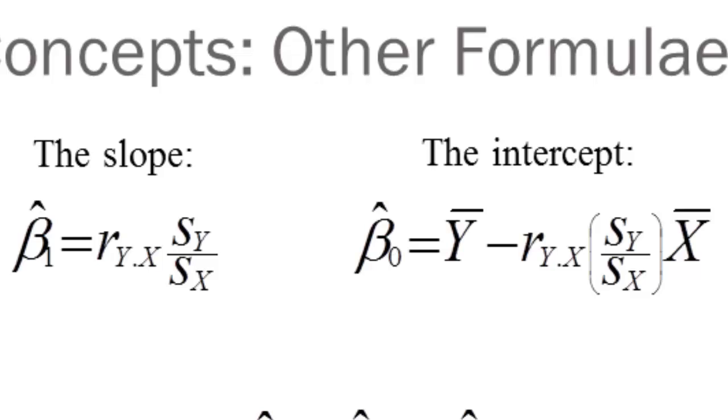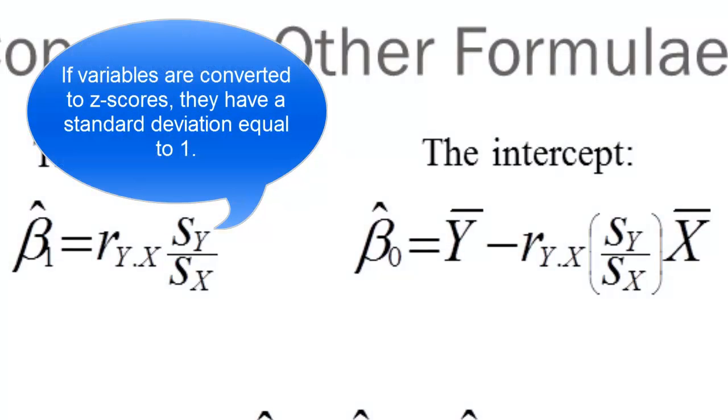If we take Pearson's correlation coefficient of y and x, and multiply it by the ratio of the standard deviation of y to the standard deviation of x, we get our slope coefficient. And it's this interesting situation that says, if I think about this, when could I have two different variables that have exactly the same standard deviation? Well, if I converted both of my variables to z-scores, they'd both have a standard deviation of 1.